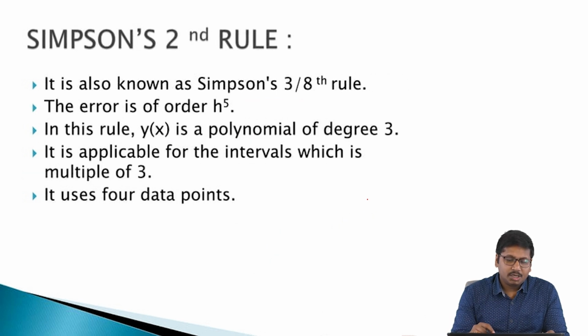Then Simpson's second rule is also called the 3/8 rule, and the order of the error should be 5. In this rule, y of x should be a polynomial of degree 3. So there is a difference between this one and this one. It is applicable for the number of intervals, which should be a multiple of 3.